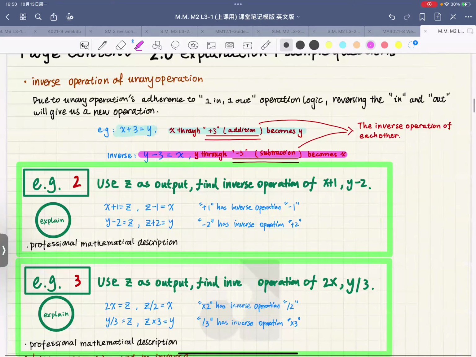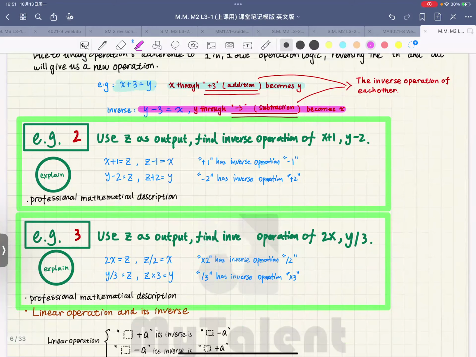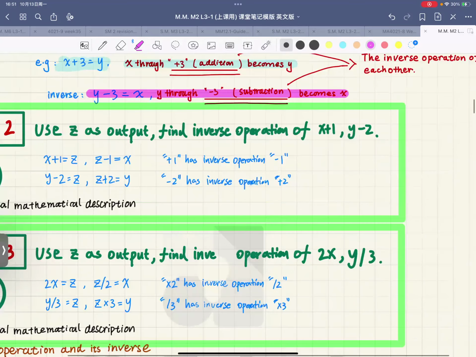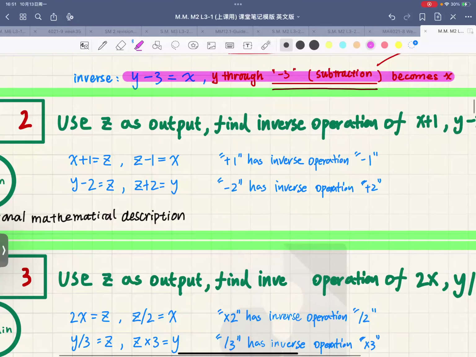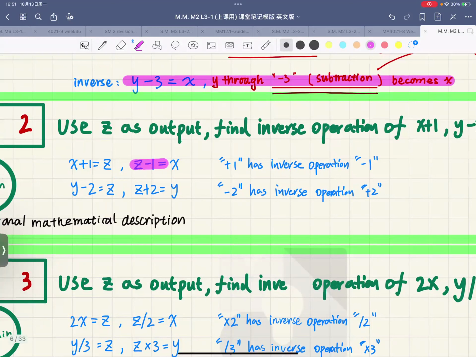Okay, so let's say, for example, use z as the output, find the inverse operation of x plus 1 and y minus 2. So basically, x plus 1 is equal to z. The inverse operation, z minus 1 is equal to x. So plus 1 has an inverse operation of minus 1. And y minus 2 is equal to z. So z plus 2 is equal to y. Okay, so basically minus 2 has an inverse operation of plus 2.